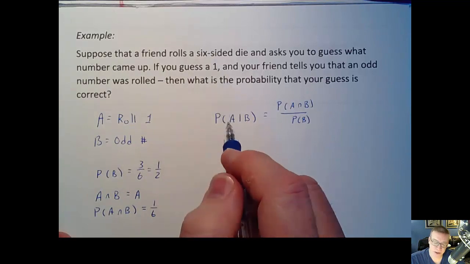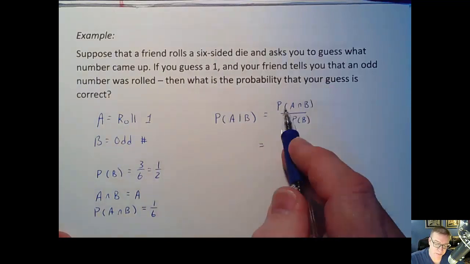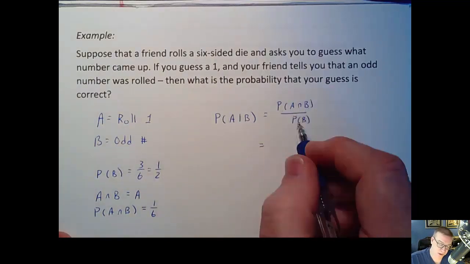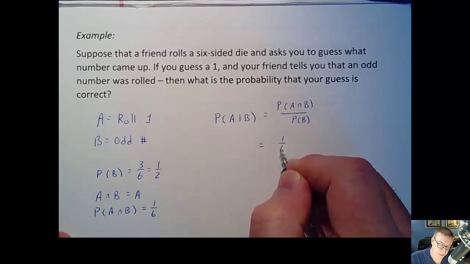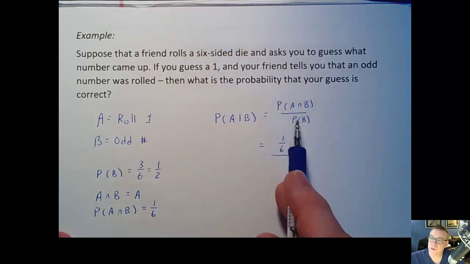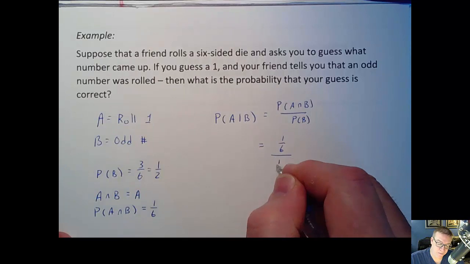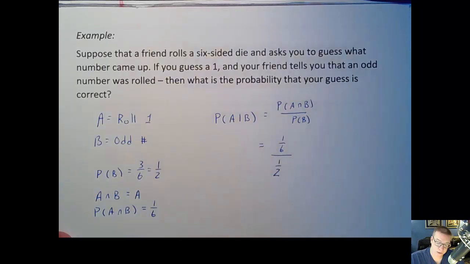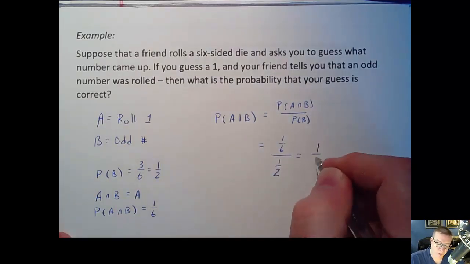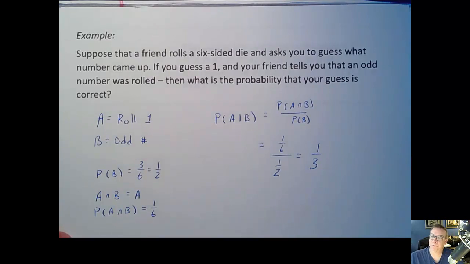And so our conditional probability is going to be the probability of A intersect B, which is 1/6, over the probability of B, which is 1/2. And we see that this ends up giving us a probability of 1/3.